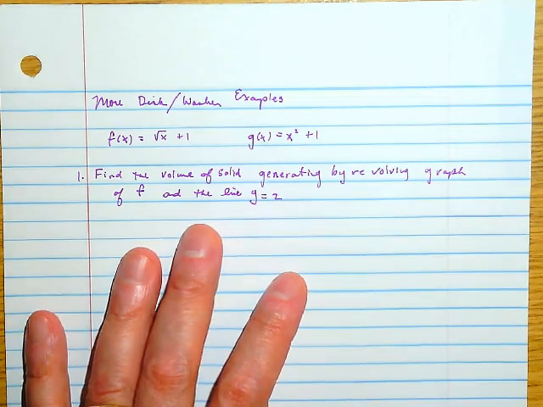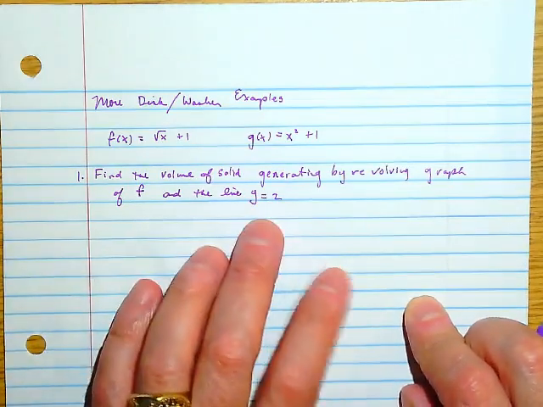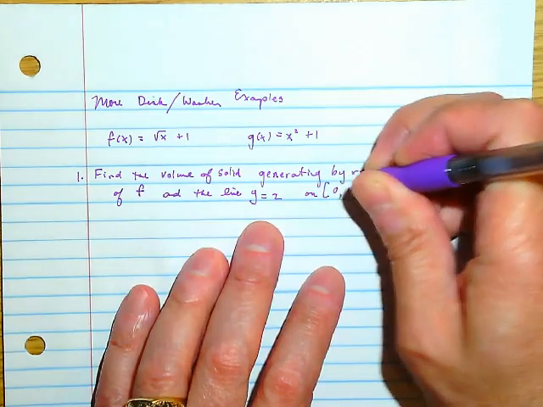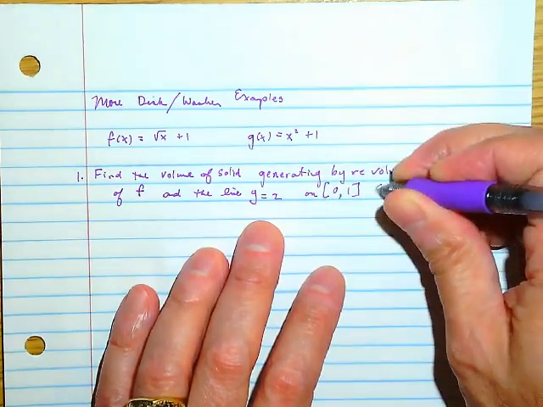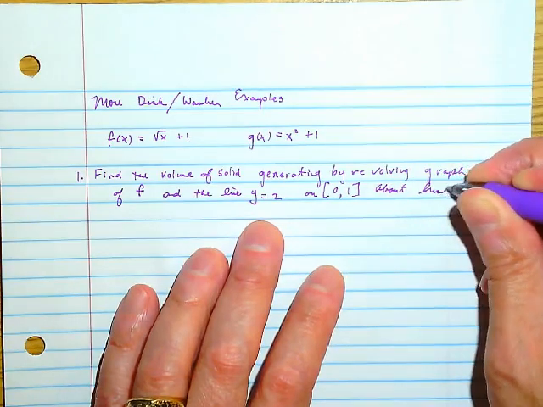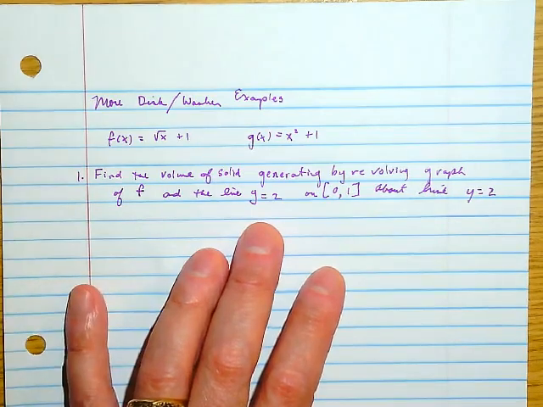So find the volume of a solid generated by revolving the graph of f and the line y equals 2 on this interval from 0 to 1 about the line y equals 2. Okay? So a little different.